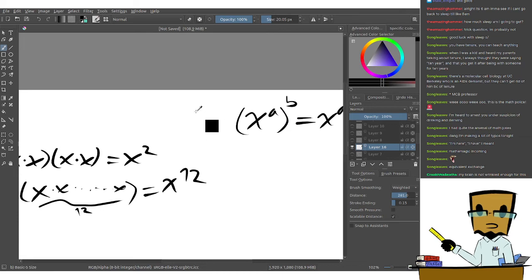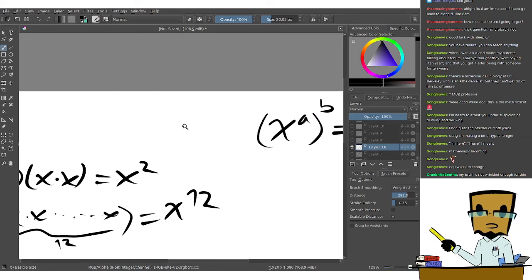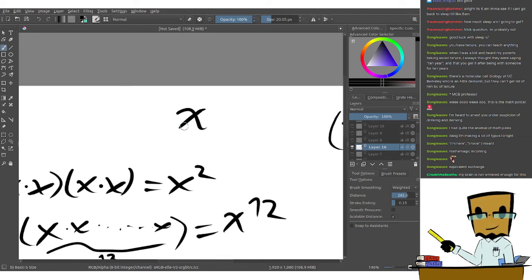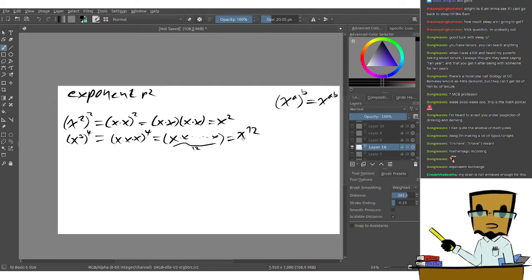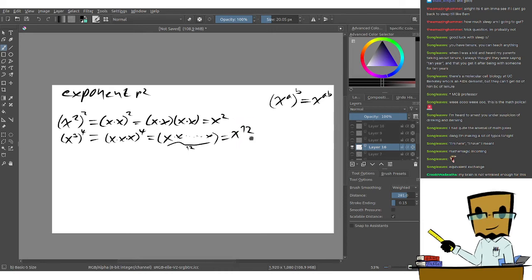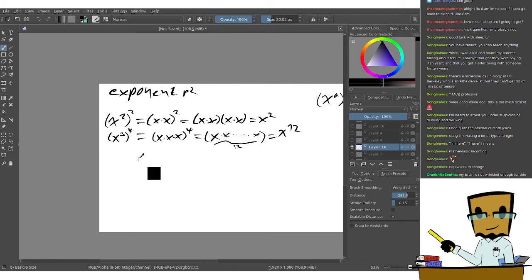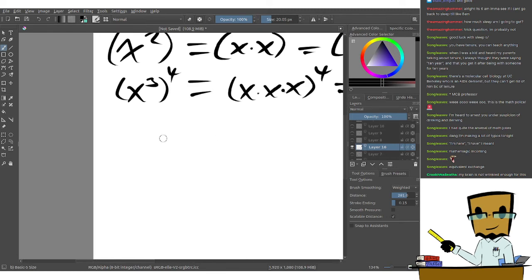If you were to mess it up and do something like x to the power of a to the power of b the wrong way, you'd end up with something completely different. I almost messed it up there. However, we've skipped over square roots. Well, I guess all roots.